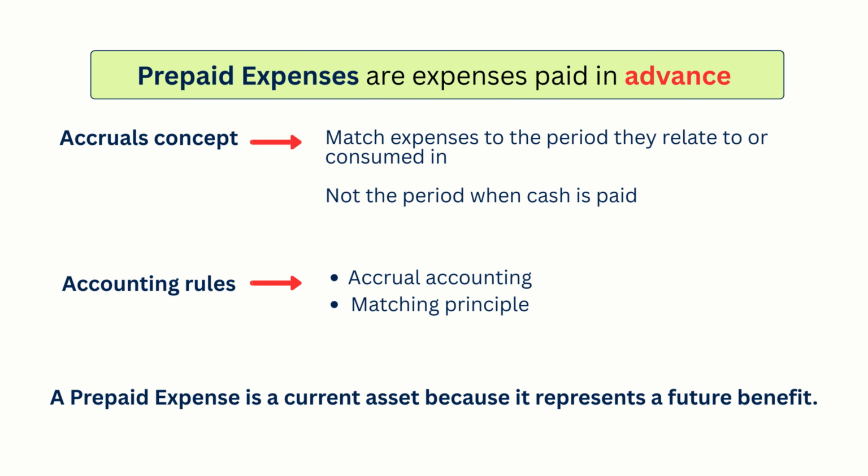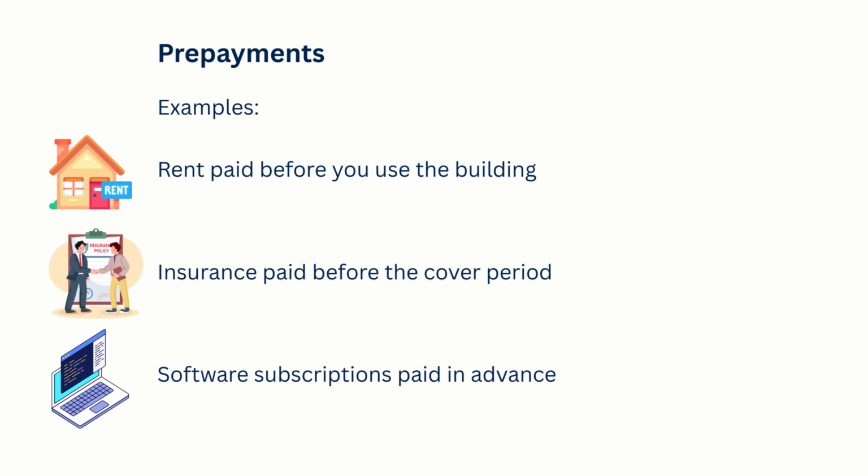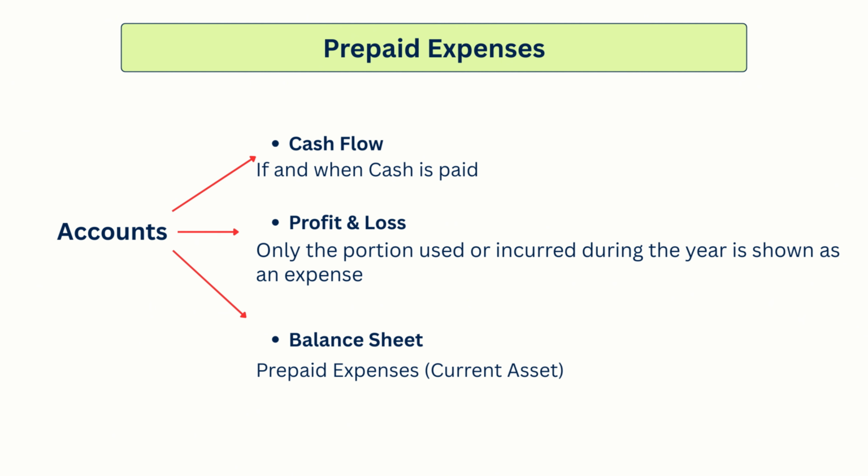The accruals concept tells us to match expenses to the period they relate to, not the period when they are paid. Examples include rent paid before using a building, insurance paid before cover starts, and software subscriptions paid in advance. Let's look at where a prepayment appears in the accounts. A single prepayment affects 3 different areas, but not all at the same time.